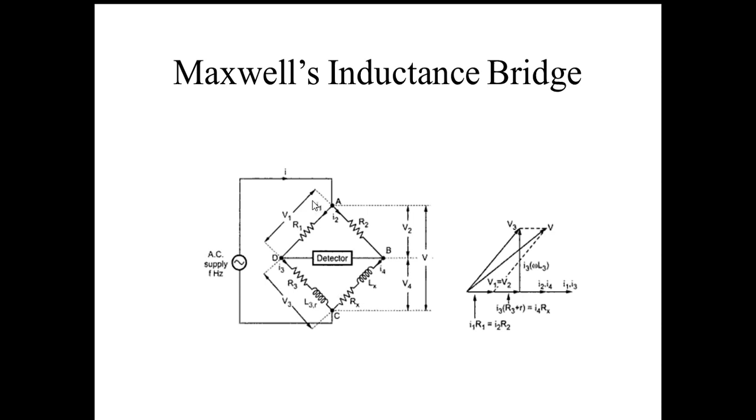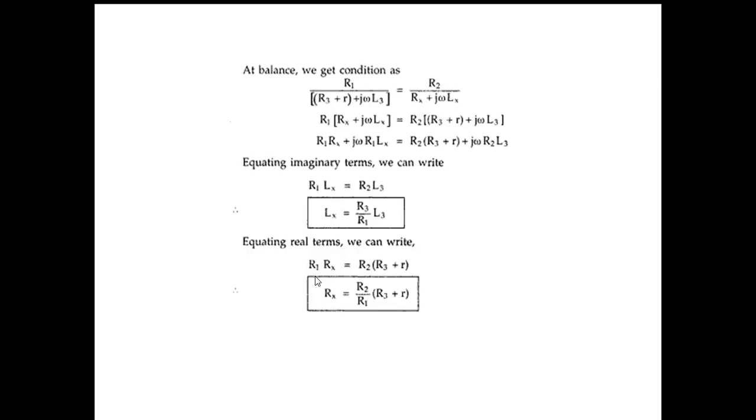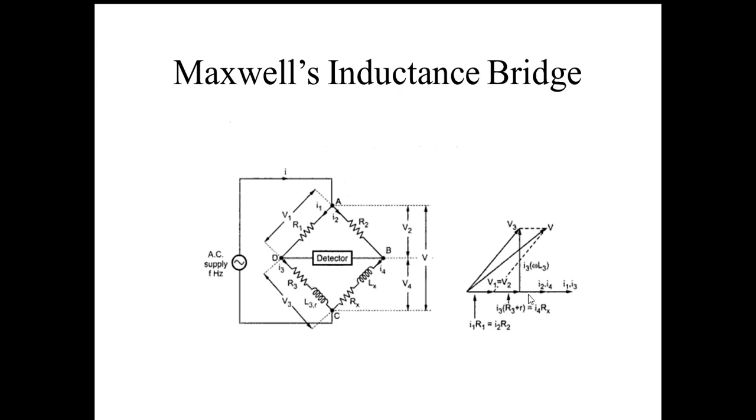Like in case of Maxwell inductance bridge, AD is having R1, AB is having R2, BC is having RL, and DC is having RL again. Whereas in case of Maxwell inductance capacitance, there would be a presence of capacitance also. This was R in case of Maxwell inductance, this was also R. Now in case of Maxwell inductance capacitance, a capacitor is connected here. And here R1 is there similar, remaining this is also same. Now this becomes your R3. No inductance branches there.